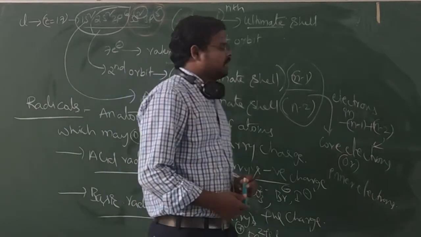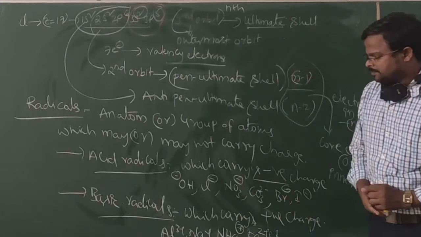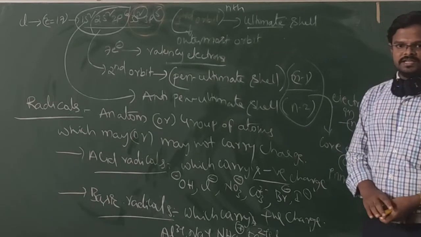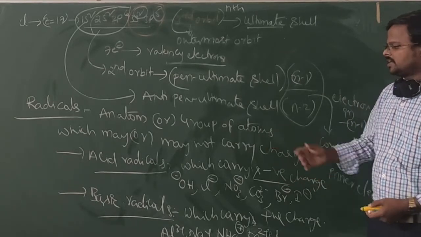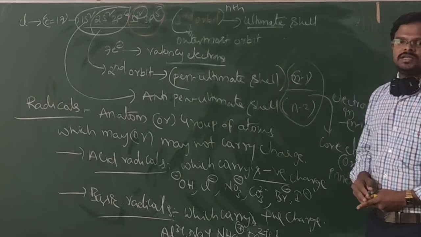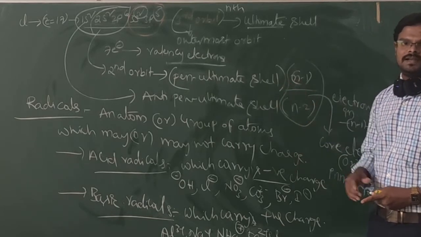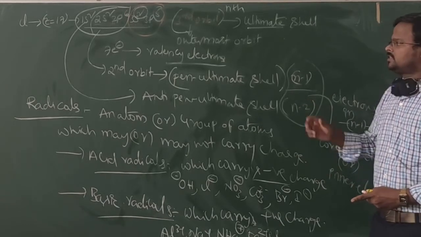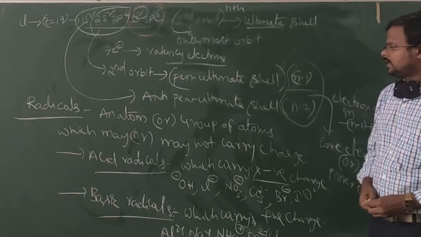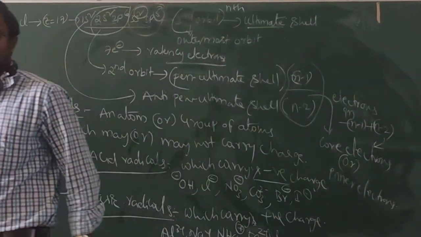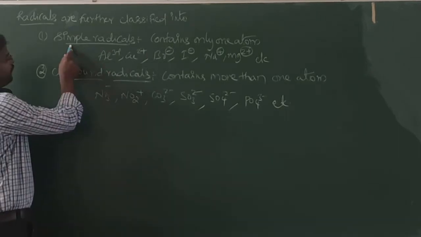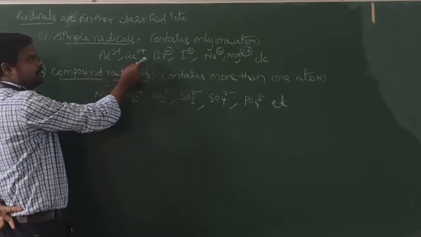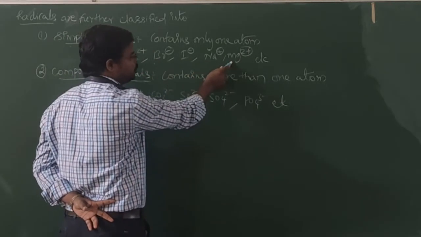Again, these radicals are divided into two types: simple radicals and mixed or compound radicals. Simple radicals mean the radical contains only one atom, and compound radicals mean the radical contains more than one atom. See, simple radicals contain only one atom: Al3 plus, Cu2 plus, Br minus, I minus, Na plus, Mg2 plus, etc.